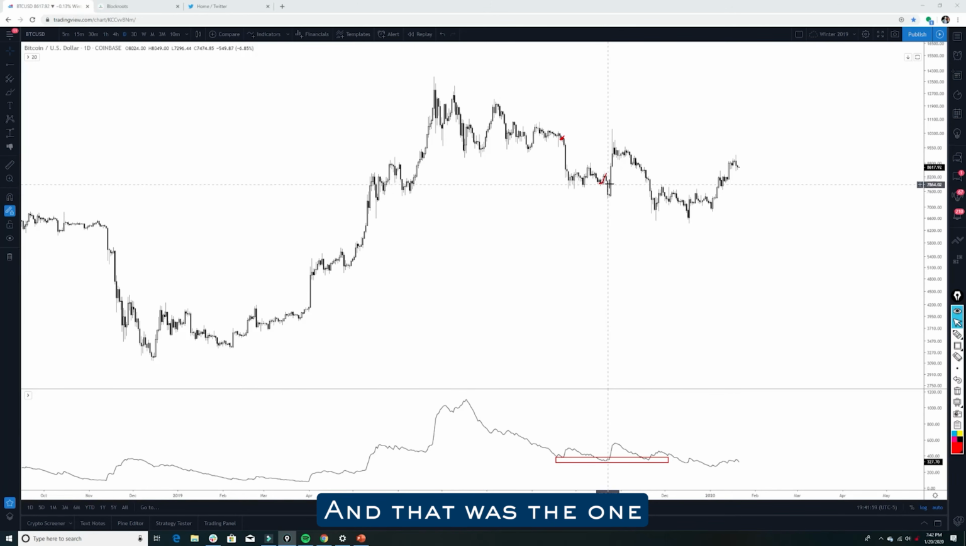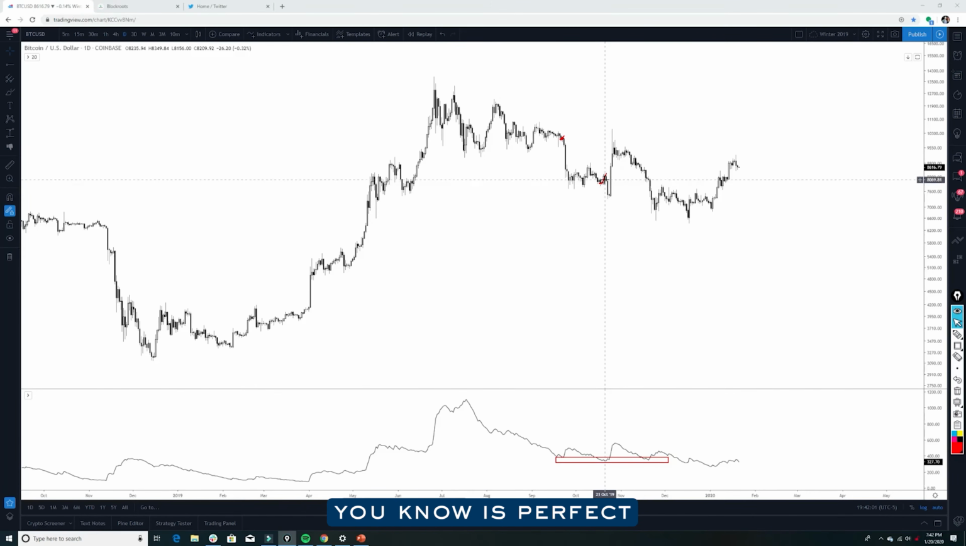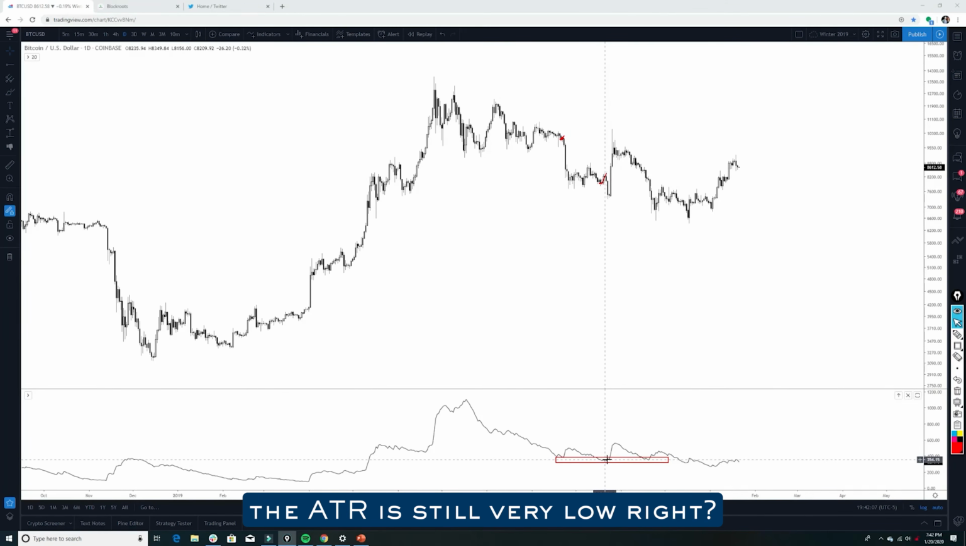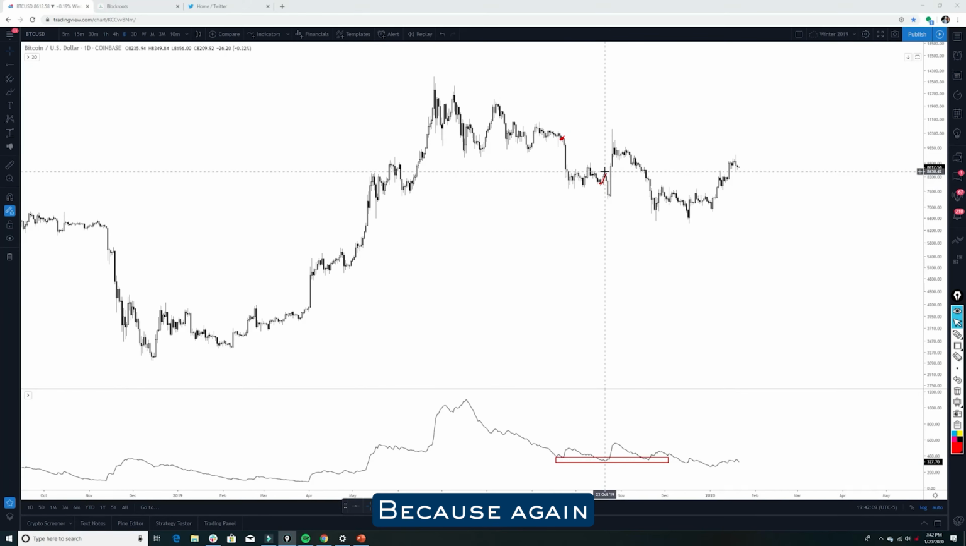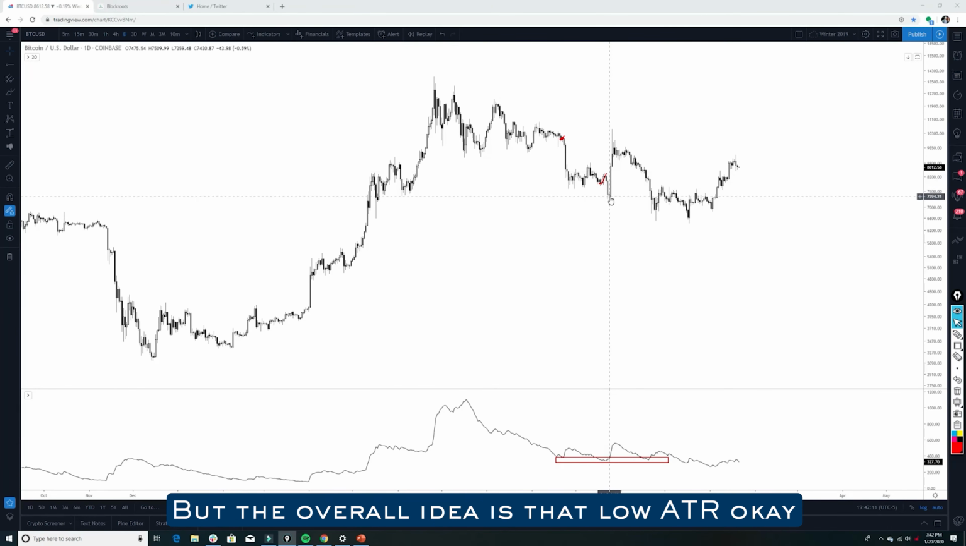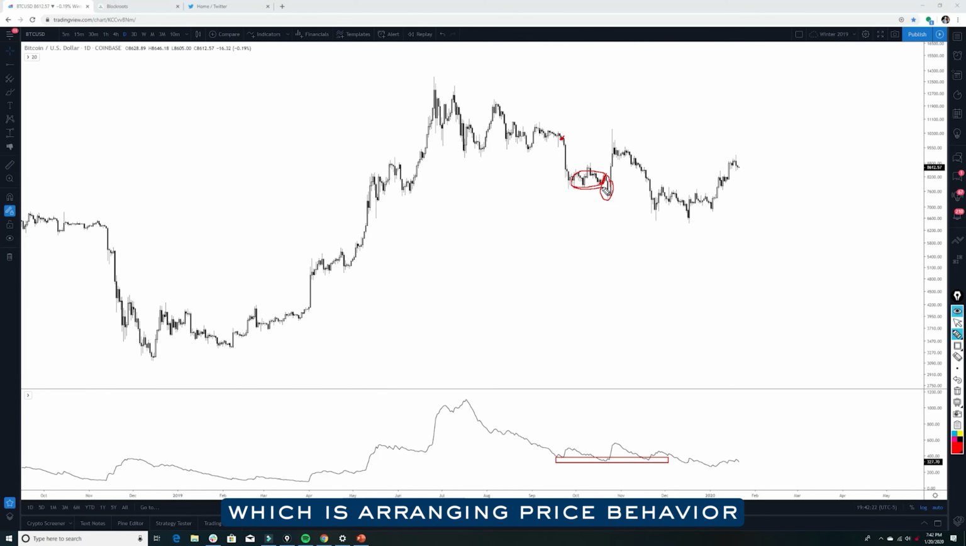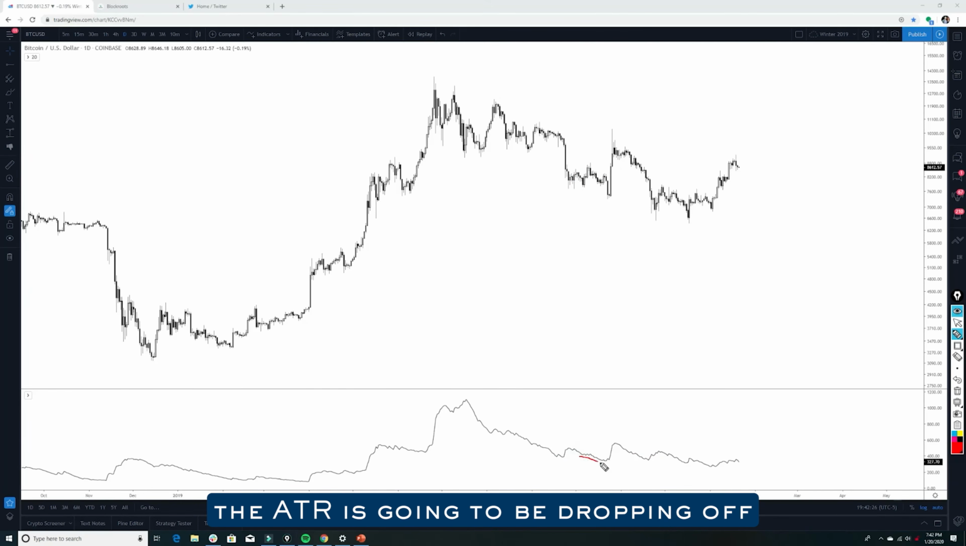And that was the one period where it was low and it was perfect, because what happened was price expanded upward and then it expanded downward. But you can see again the ATR is still very low, because this is just 4 bars essentially. But the overall idea is that this whole area of low ATR led to an expansive movement, because what it incorporated was all of this ranging price behavior. So anytime price is in a really tight range, the ATR is going to be dropping off.